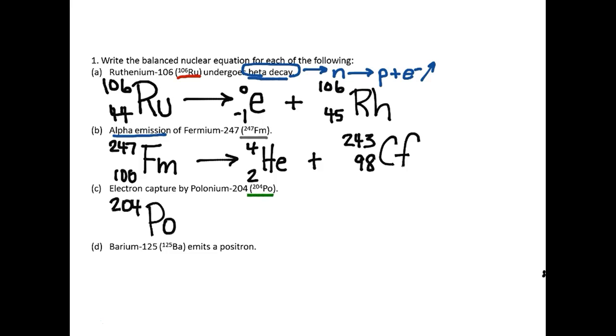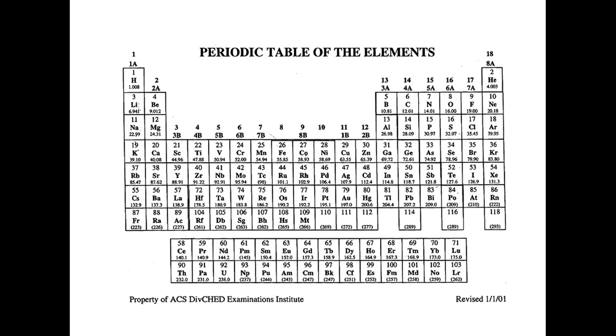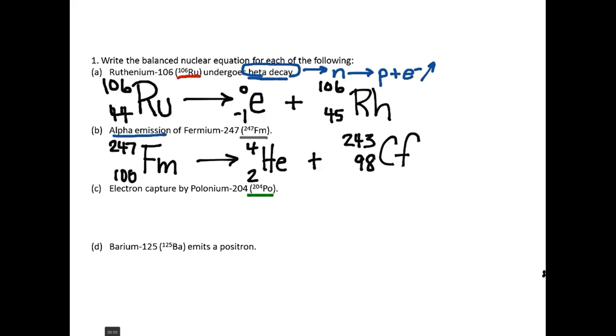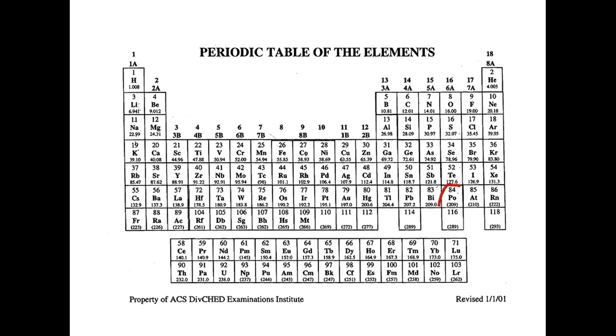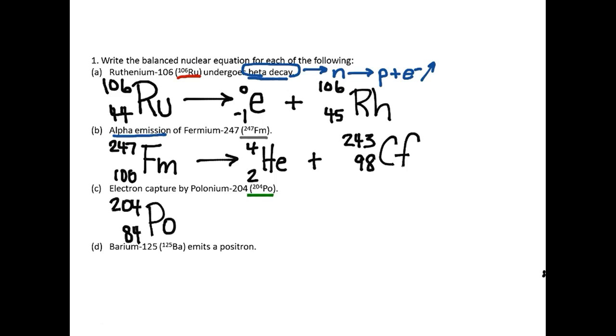Next, we're going to have electron capture by polonium-204. Polonium-204, this is the symbol. Next, we're going to write the atomic number. We go to the periodic table and write the atomic number for polonium. Polonium is here, number 84. So we go back and write 84. Electron capture means that an electron is a reactant in this reaction. And so electron capture is when the nucleus captures an inner core electron.